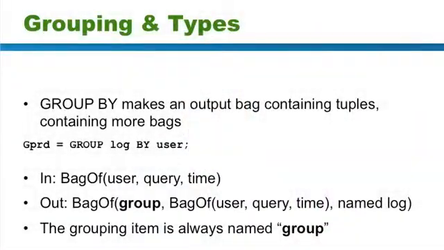Then we look at grouping and types. Group by makes an output bag containing tuples, which contains more bags. Quite simply, you can group bags into other bags and tuples into bags. So if you look at the in, it is a bag of user, query, and time. The out is a bag of grouped bags of user, query, and time. It's just an abstraction of the original bag.